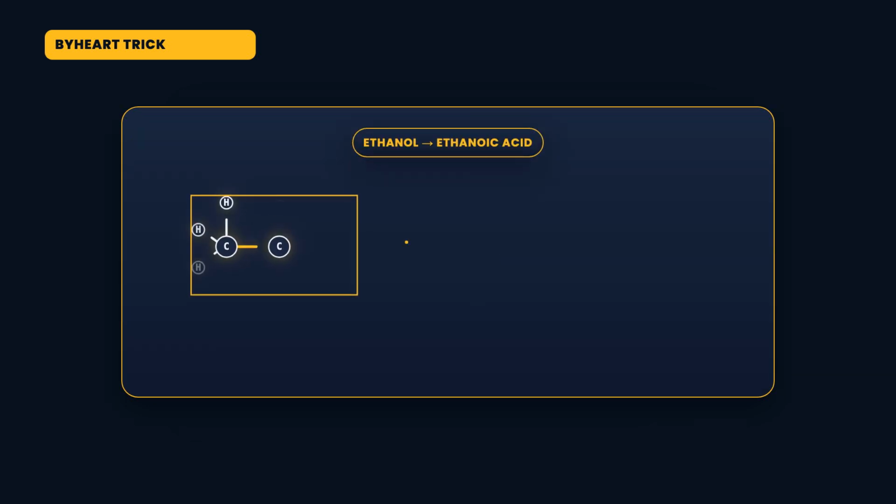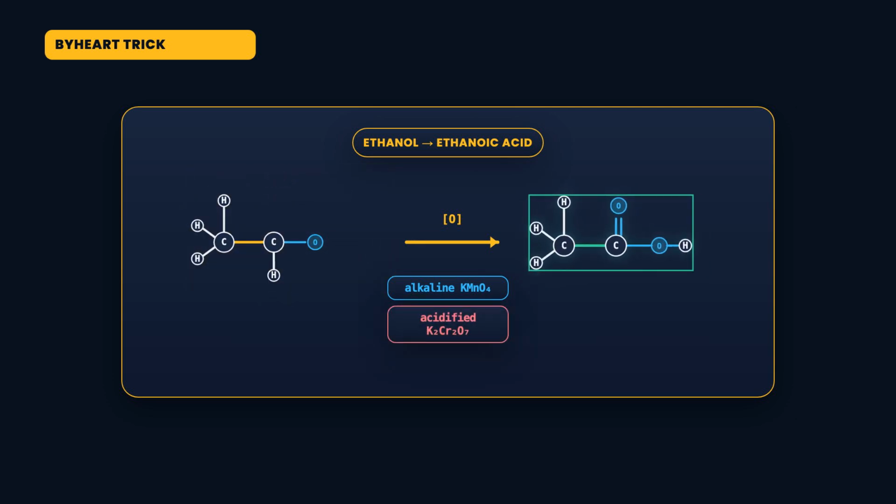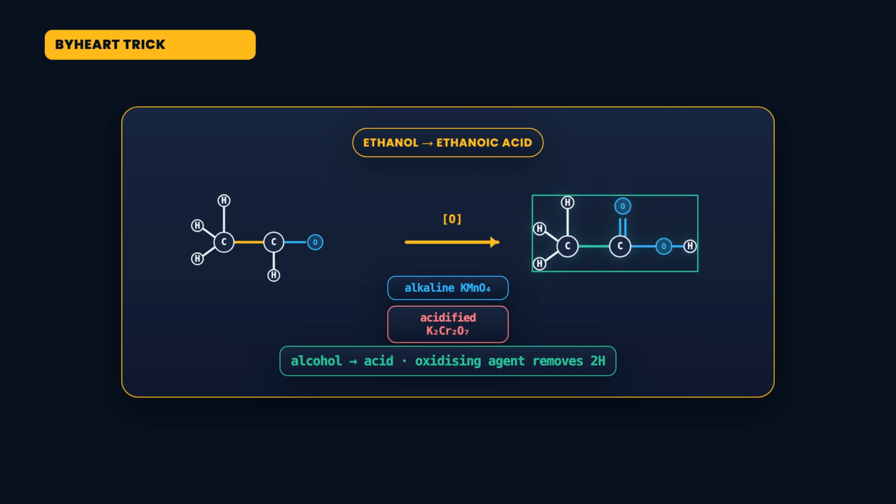5. The ethanol oxidation chain. Take ethanol, add an oxidizing agent like alkaline potassium permanganate or acidified potassium dichromate, and you get ethanoic acid. Alcohol becomes acid. Remember the oxidizing agent.